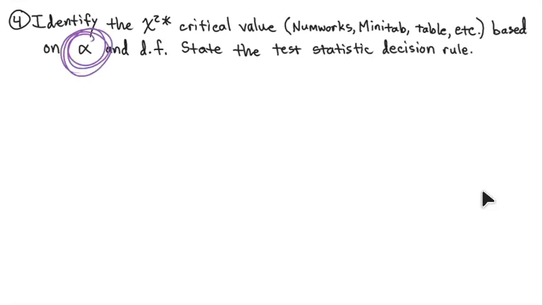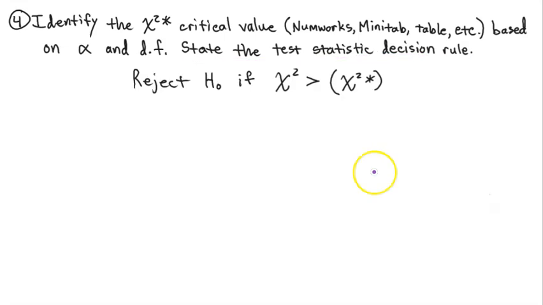Okay. Then once you've identified the critical value, you can then state the test statistic decision rule, which you've seen before. It's just like the test statistic decision rule for a z-test or for a t-test. We're going to reject H sub O, the null hypothesis. We're going to reject it if the chi-square statistic is greater than the critical chi-square value.